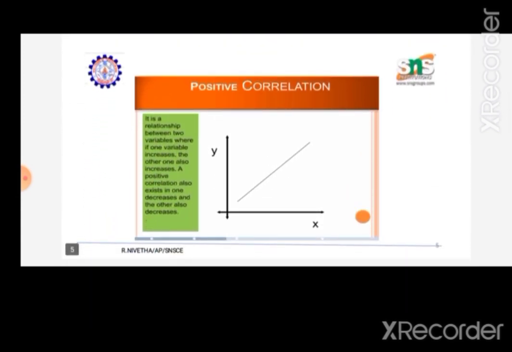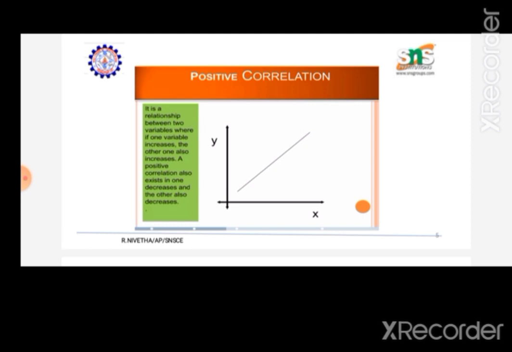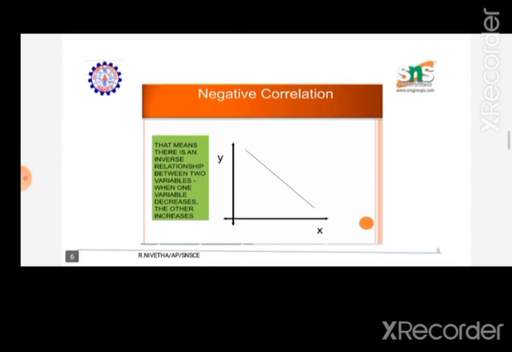First one, what does positive correlation mean? It is a relationship between two variables where if one variable increases, the other also increases. A positive correlation also exists when one decreases and the other also decreases. For example, take x and y: if x increases and in the same way y also increases, or if x decreases and y also decreases, then it is said to be a positive correlation.